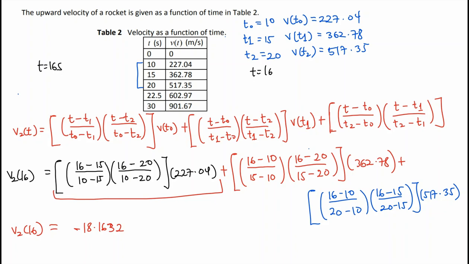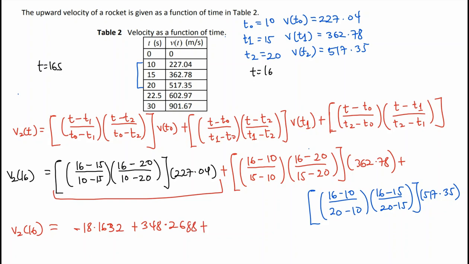So let's see what you're going to get for the second term also. You have 16 minus 10 divided by 15 minus 10, multiplying 16 minus 20 divided by 15 minus 20. All this being multiplied by 362.78. So for that also we have plus 348.2688. Let me write it this way.